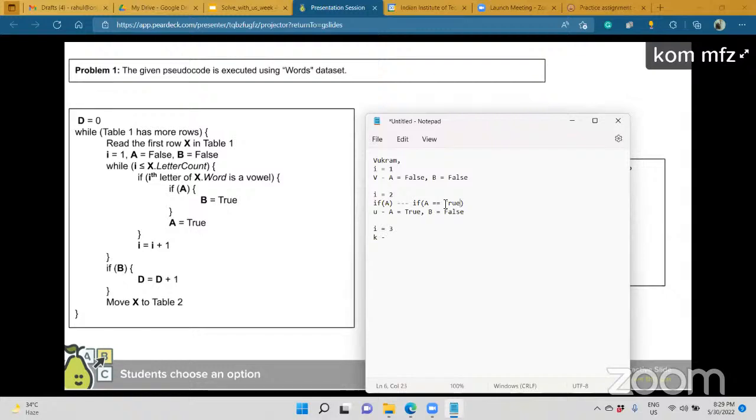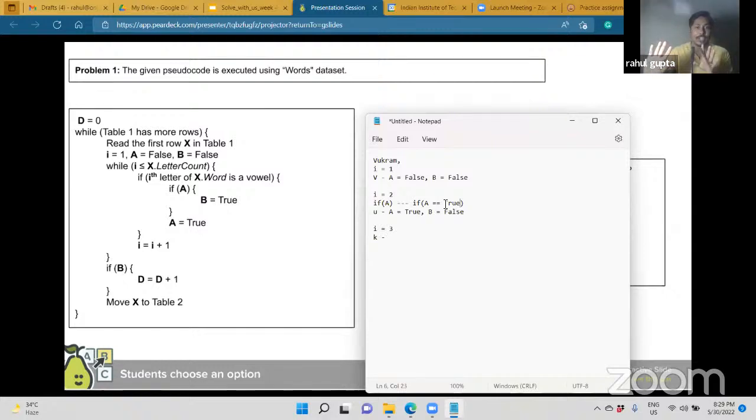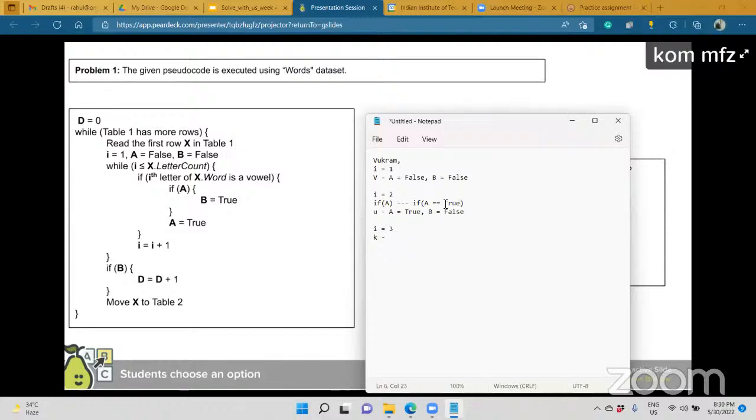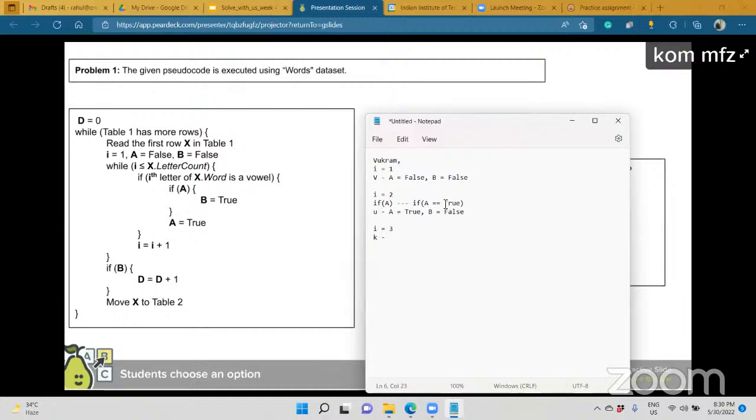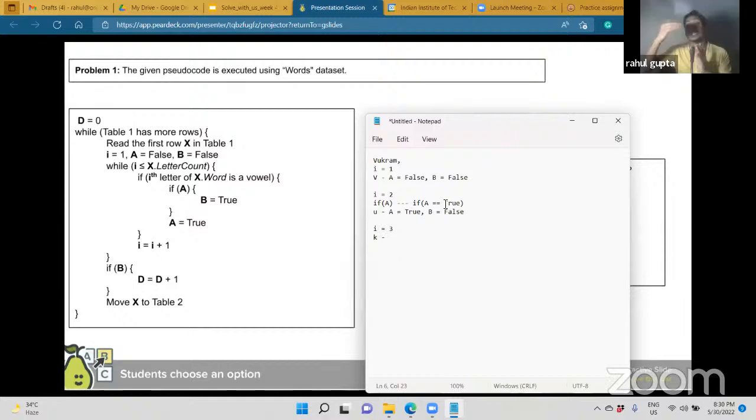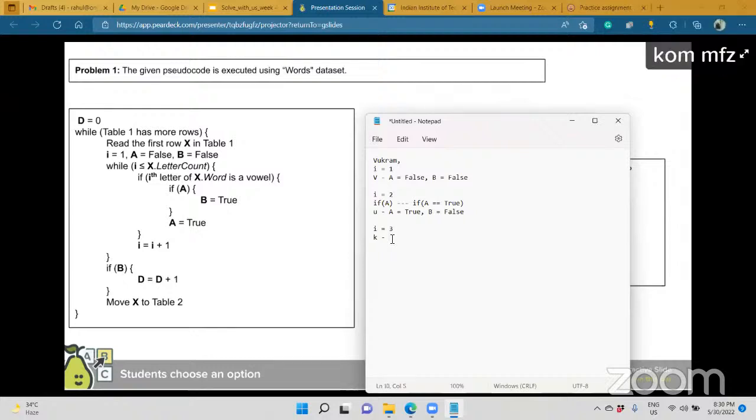Now come to the point. U is a vowel, right? Yes, sir. I entered the first if block. I couldn't enter into the second if block because A is still false. But A turned into true, right? Yes, sir. And I came out of the whole if block and I incremented. Okay. Now I incremented, which means I'm going to the K part. Letter K. Yes, sir. K is what? K is a consonant, sir.